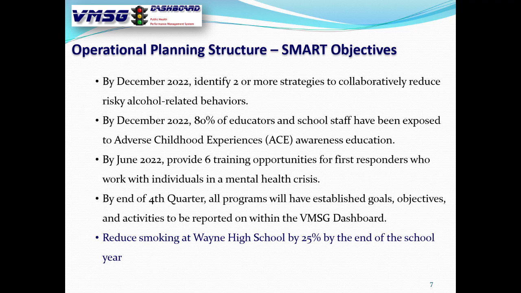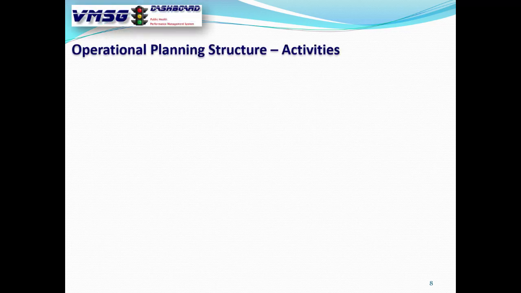To accomplish the stated objective within the given time frame requires a set of action steps. These are the activities. Activities are truly the operational portion of the plan. What steps will you take to reach the SMART objective? How will you know when you've completed each step? There are 3 basic types of activities in the VMSG dashboard. The most commonly used type of activity is called a project-based activity.